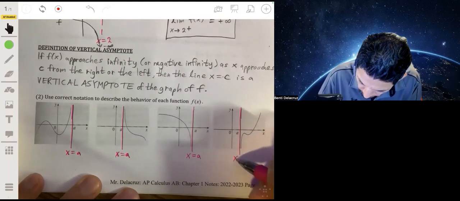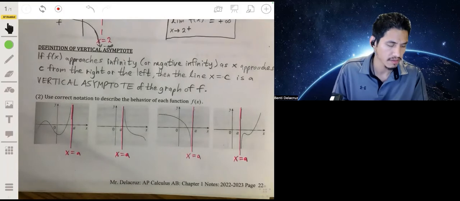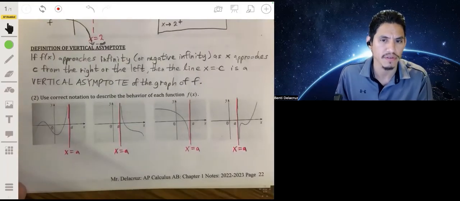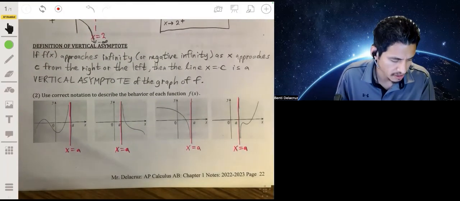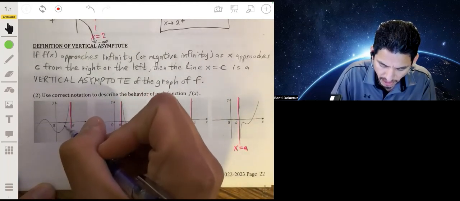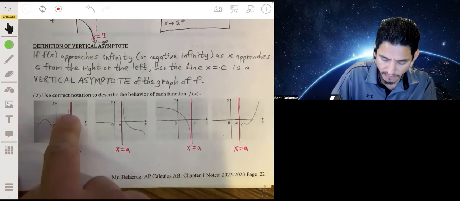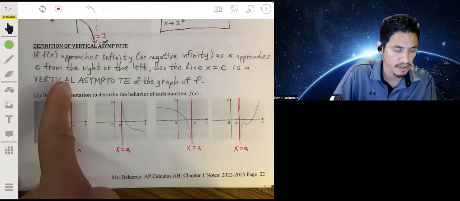And they're all doing something different. Something maybe similar but different. So let's look at what's going on with the first graph. Here we have our function approaching from the left side. And what's going on is we're approaching from the left side, the graph gets infinitely large.